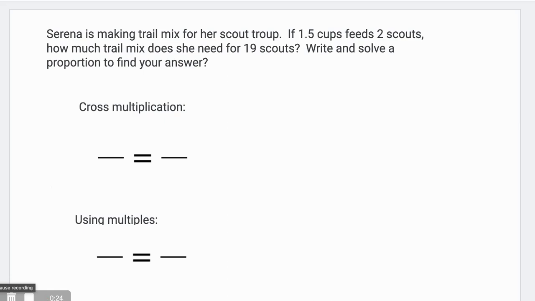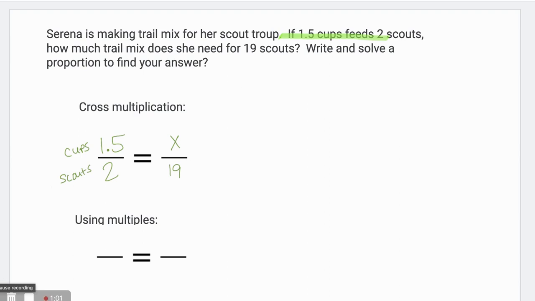So the ratio we are given in this problem is that 1.5 cups feeds 2 scouts. So for my proportion, I'm going to say 1.5 cups, I'm going to label this cups, feeds 2 scouts. You want to know if there are 19 scouts, so the key here is keeping your units the same. So since I have scouts in the denominator here, I want to make sure that I put 19 in the denominator of the second fraction, and you are solving for the numerator.